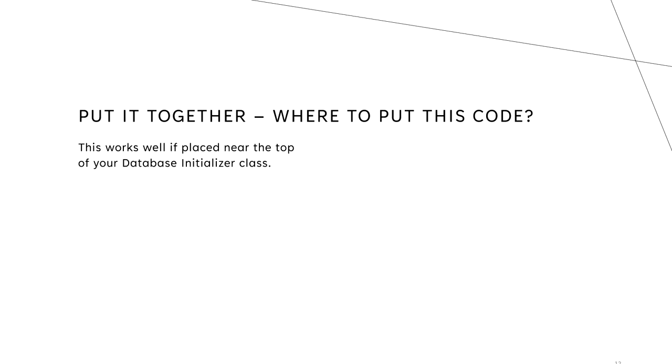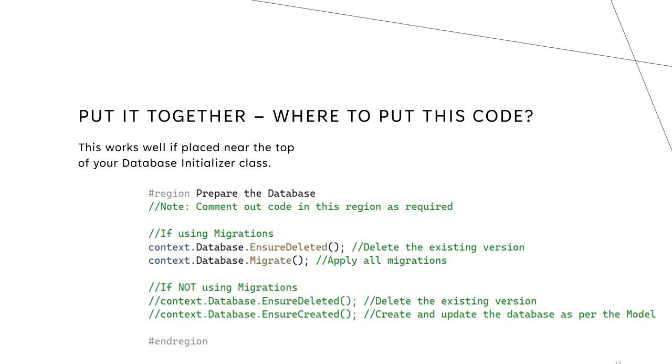Okay, so putting it all together, where does this code go? It works best if we put it near the top of our database initializer class. And this ties in with the discussion we had about code organization. We talked about using regions, and in particular, I focused on the initializer class because this is usually the one that grows and grows the most as we work inside of our MVC application. So we can create a region at the top just for the code, whichever approach we decide to use for initializing, whether we're going to use just ensure created or migrations or a combination of all those different options that we talked about.